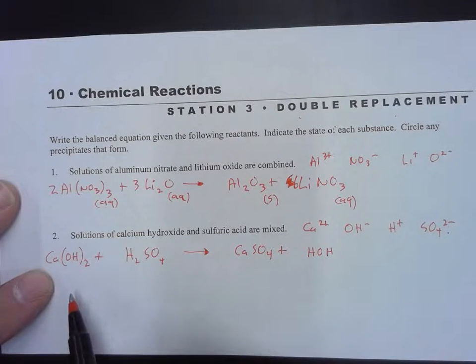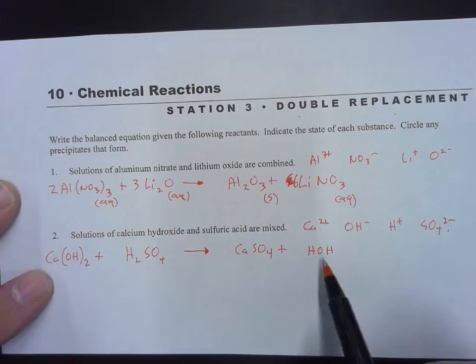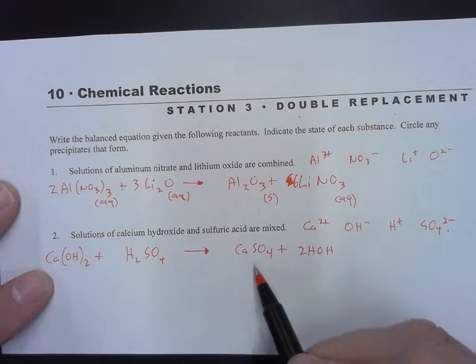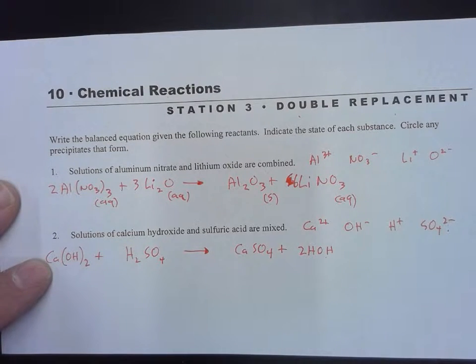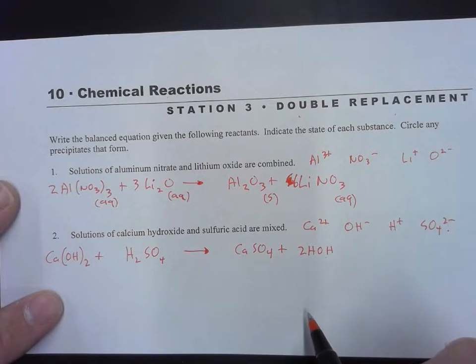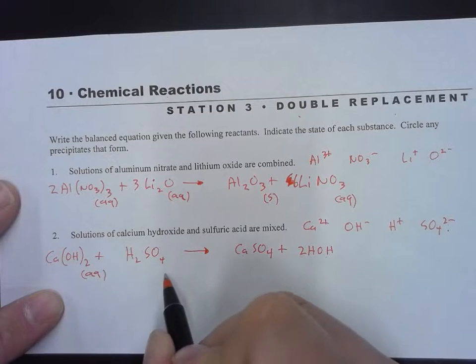Let's look and see if it's balanced. Here we've got 2 hydroxides and 1 there, 2 hydrogens and 1 there. If we put a 2 in front, we should be balanced. We've got 1 calcium and 1 sulfate. Okay, so now that we're balanced, we know that they said these are solutions of aqueous.